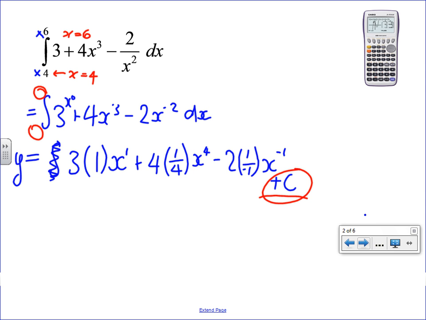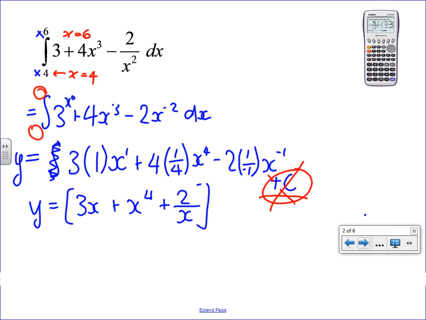So we can put in 4 and 6 once we type this up, and we'll get a definite integral, which is why we don't need the plus C. Right, so let's tie this up. So at the moment, y is 3x plus x to the 4 minus 2 over, minus is plus 2 over x.